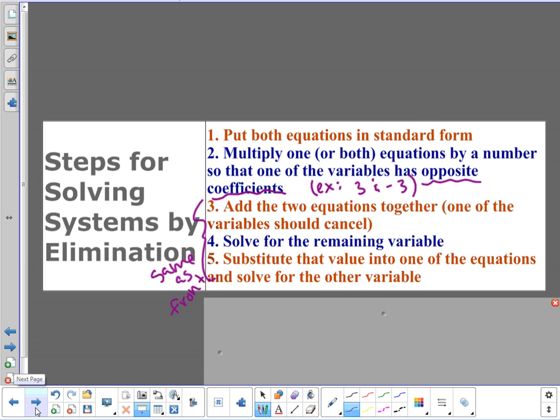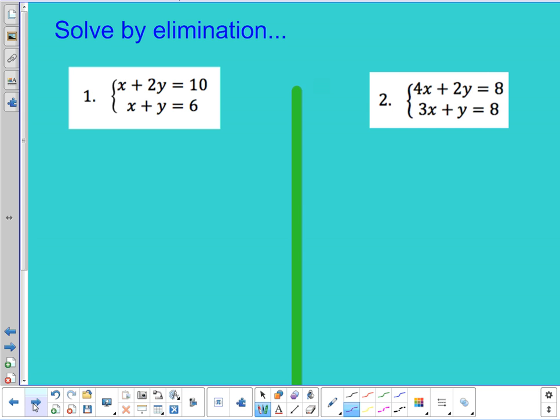Okay. So let's do a few more examples. The next set, number 1, I have x plus 2y equals 10 and x plus y equals 6. They're both in standard form, so that's good. X, y, equal sign, constant. But I need opposite coefficients.